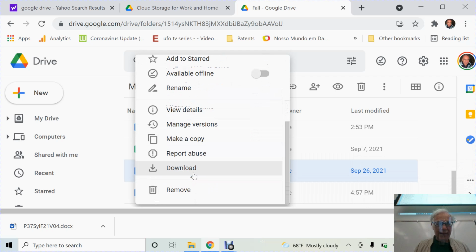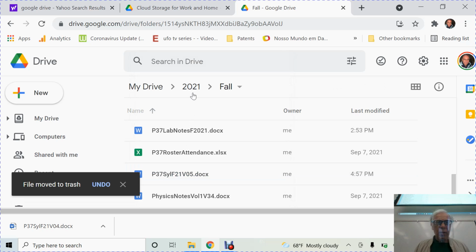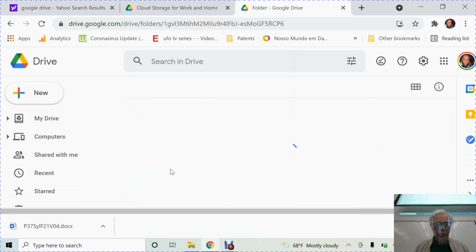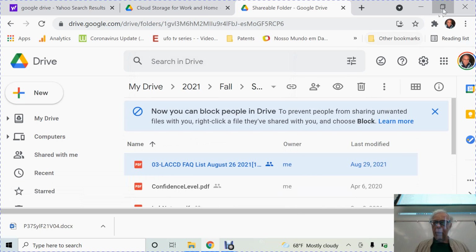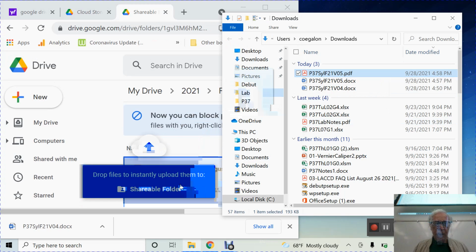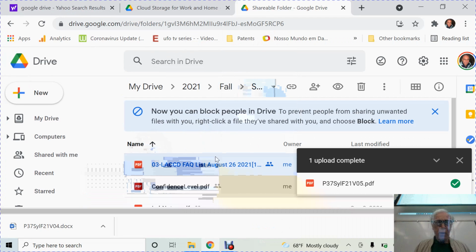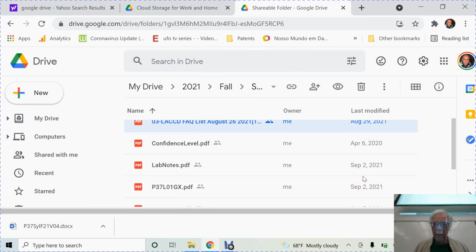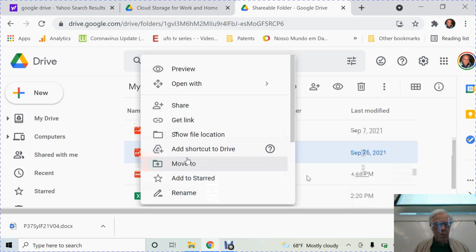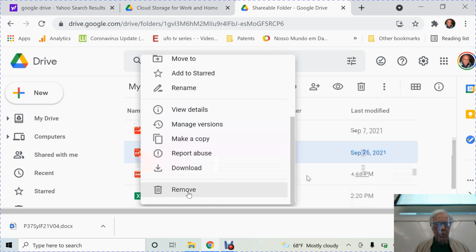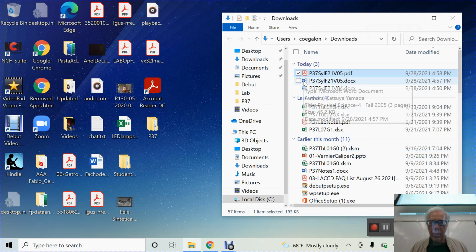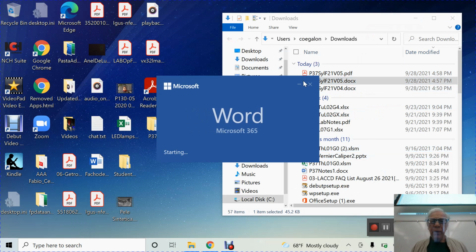Delete, remove. Okay, and the shareable folder is right in here. I'm going to put version 5 of the syllabus there. I will delete version 4. Okay, that's version number 4. So let's just summarize what has changed here.